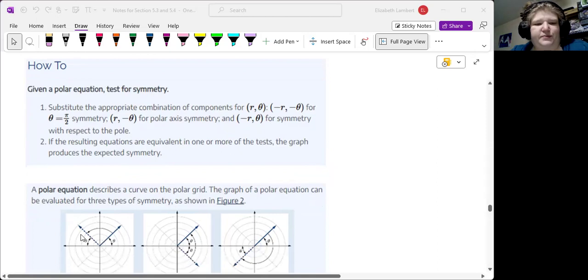Yeah, there's a symmetry across the theta equals pi over 2 line, which is the y-axis. So what you're doing is you're plugging in different versions of a negative on the r or the theta into the polar equation and then seeing if you get the original equation back out.